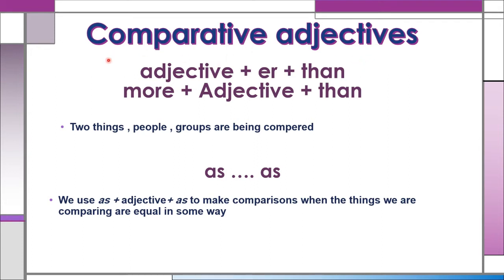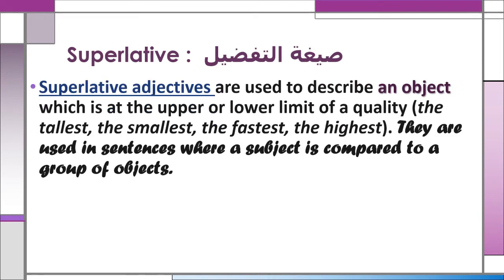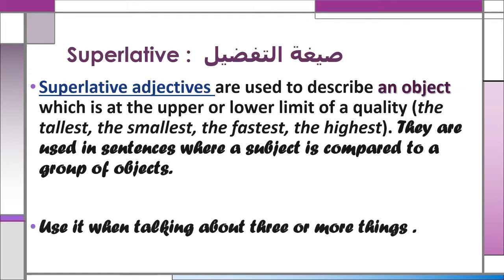Comparison between two things only. What about superlative, and what do we mean by superlative? Superlative, we use it if we want to describe an object which is at the upper or lower limit of a quality. And we use it when talking about three or more things, not two things. Let's make examples to recognize the form of superlative and its use.